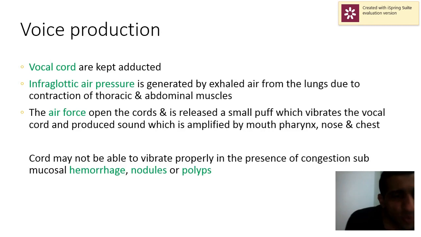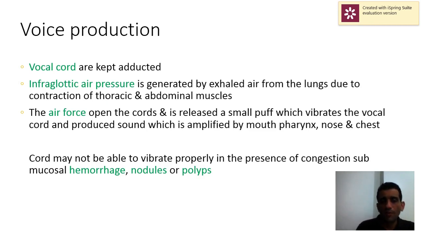Voice production and physiology of voice production. The vocal cords are kept adducted. Infraglottic air pressure is generated by exhaled air from the lung due to contraction of thoracic and abdominal muscles. The air force opens the cord and is released as a small puff which vibrates the vocal cord and produces sound, which is amplified by the mouth, pharynx, nose, and chest.